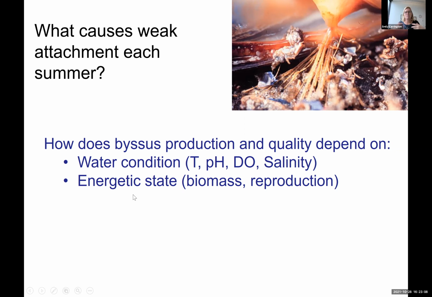It's just that they happen to be really well fed, or maybe they're going to be reproductive, and that's driving their allocation towards producing these structural materials. So those are 2 different hypotheses for what could be driving variation in attachment strength. So let's start with this first one.